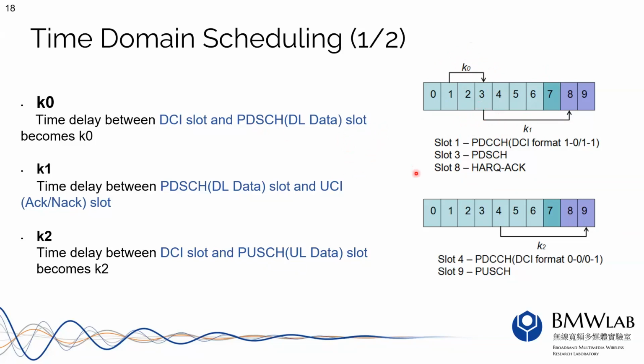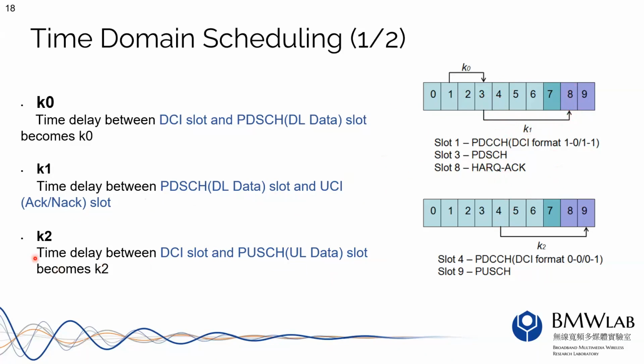Okay, then let's see K1. K1 means the time delay between the PDSCH slot and the UCI slot. And this UCI is used to do the HARQ ACK. We can see this figure again. We assume that K1 equals 5, and the UE can know that it needs to put the HARQ ACK in slot 8, because K1 equals 5.